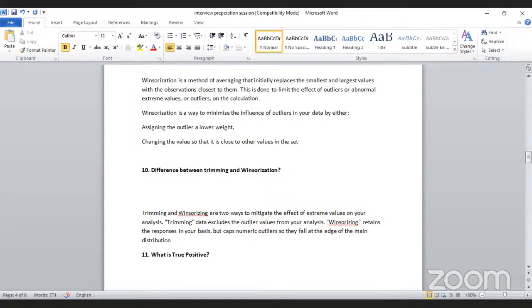Yes, Roshan. Trimming deletes the data from the data set. Winsorization replaces the outlier with another one. Yes, Vaibhav. Your answer is also correct. Yes.